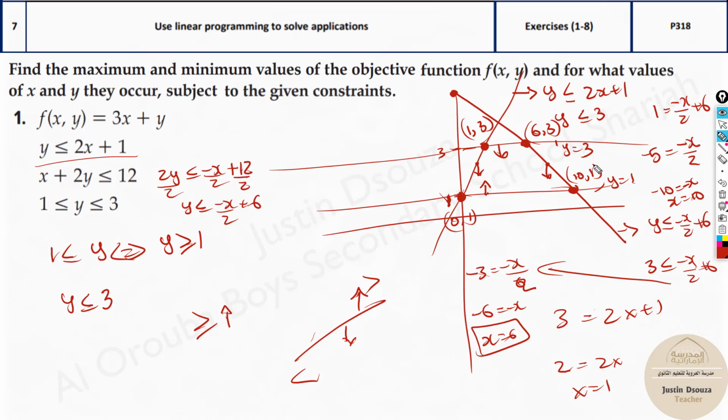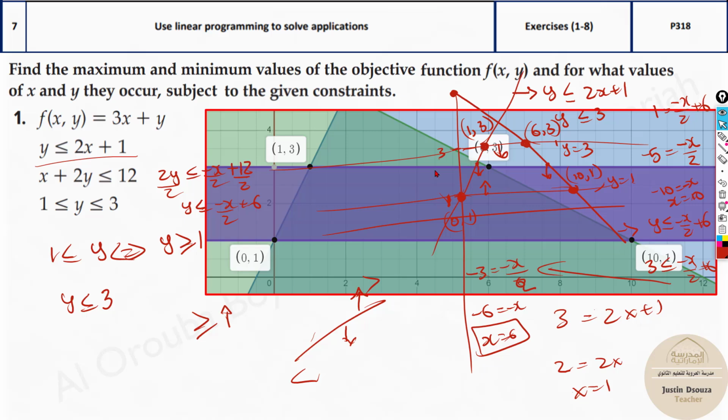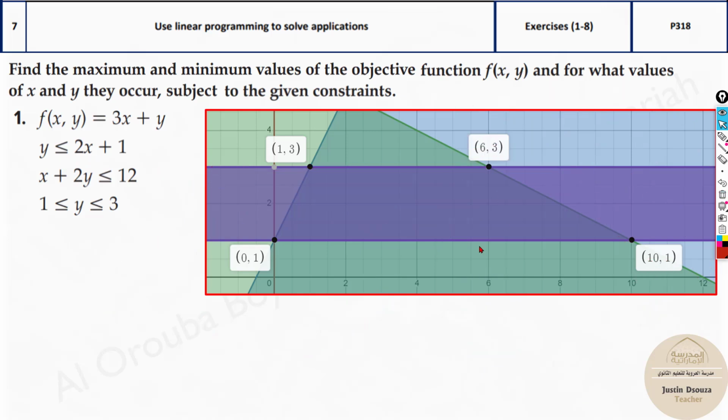If you graph it, you will find the vertices, but we are not doing any accurate graph. They have not asked for a graph, they have just asked for maximum and minimum values, right? So this is how we find the vertices for any graphing. This is a rough one. Let's just look at the vertices over here. You can see that's the vertices we also got. This is 6, 3. Yes, that's exact, all the points are correct.